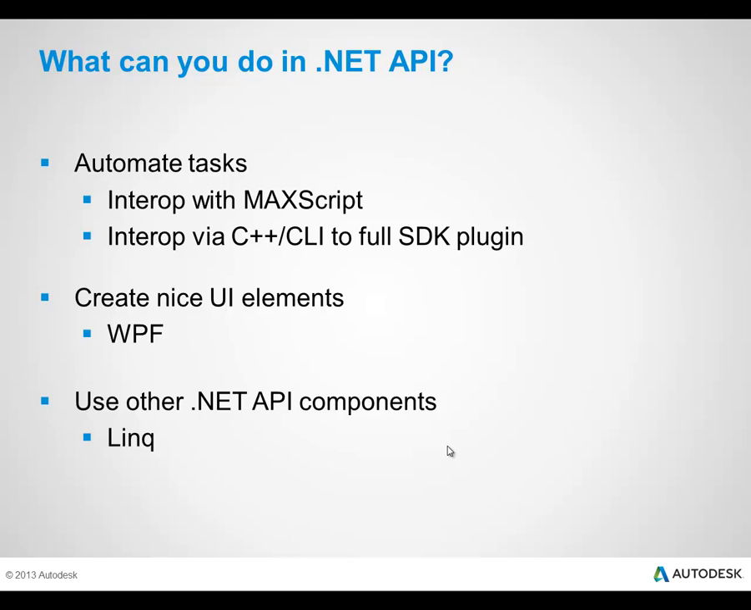So what can we do with the .NET API? Automate tasks. It has really good interop with MaxScript, so you can create really nice geometry routines in a debuggable .NET API environment. And then you could give those routines maybe to someone else who's going to code some MaxScript and they can consume them. You can create really nice UI elements. The markup tools for WPF are really, really nice using the XAML language. And other .NET components, we'll take a look at using LINQ as an example of things that make programming in .NET really nice that you don't get even in C++.